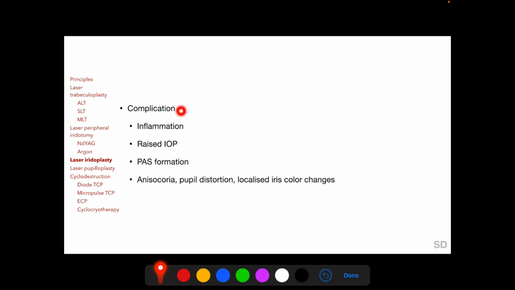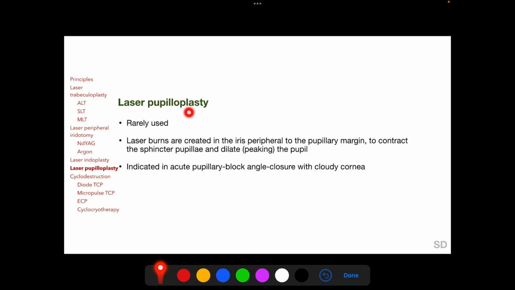Complications of laser iridoplasty include inflammation, raised intraocular pressure, peripheral anterior synechia formation, anisocoria, pupil distortion, and localized iris color changes. Laser pupilloplasty is a rarely performed procedure in which laser burns are created in the iris immediately peripheral to the pupillary margin in order to cause localized contraction of the sphincter pupillae muscle and thus cause localized dilatation or peaking of the pupil. And this is indicated in acute pupillary block angle closure with cloudy cornea in order to break the attack of pupillary block.